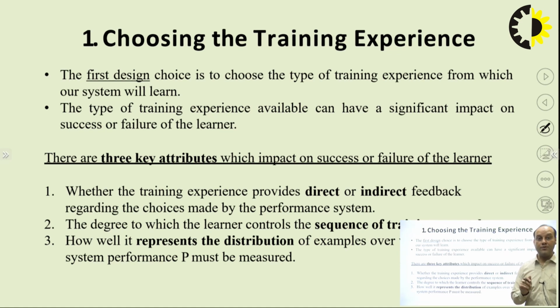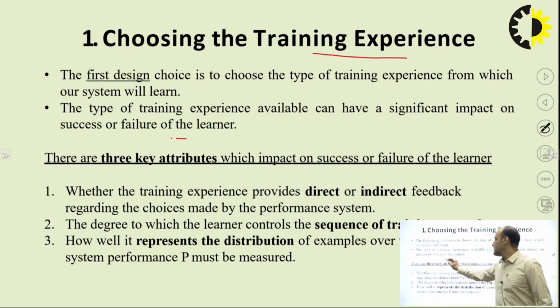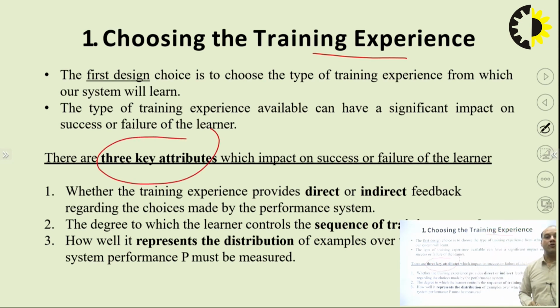The type of training experience available can have a significant impact on the success or failure of the learner, that is, how it will learn. So this is the first point. Under this training experience, see how we are going to choose it. There are 3 key attributes. These 3 key attributes are fully responsible for the success or failure of the learner. Who is the learner here? Our machine. So what are the 3 attributes?